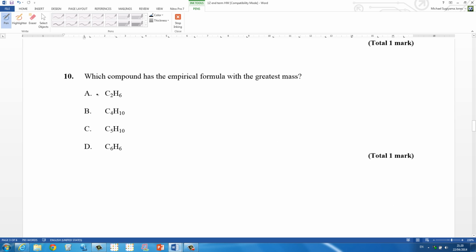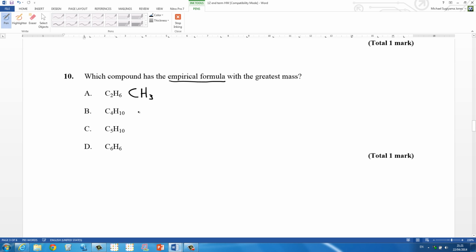Right, number 10 is one that catches a lot of students out because they don't read the question properly. It says empirical formula. These are not empirical formula. Empirical formula is the lowest whole number ratio of atoms, isn't it? So we can divide this by 2 to give you CH3. That's the empirical formula.